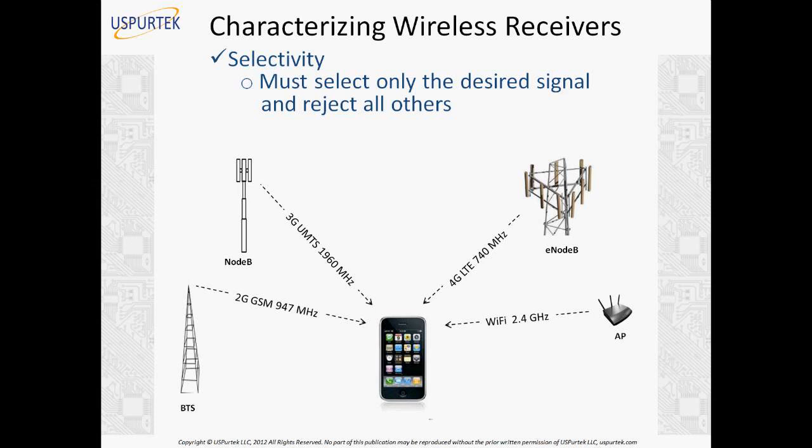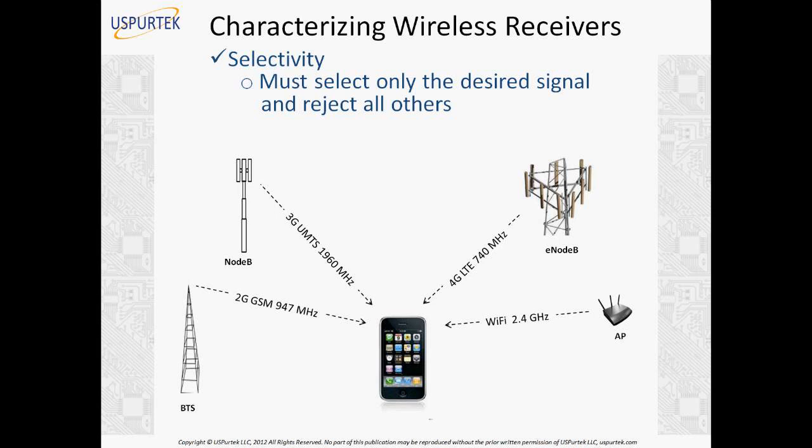Selectivity means the receiver must be able to tune into the right frequency. The design must be such that it should be able to select the one that you desire and reject all the others. The frequencies should not be mixing or interfering with each other. You must be able to tune into the specific frequency. So that is the selectivity of a wireless receiver.